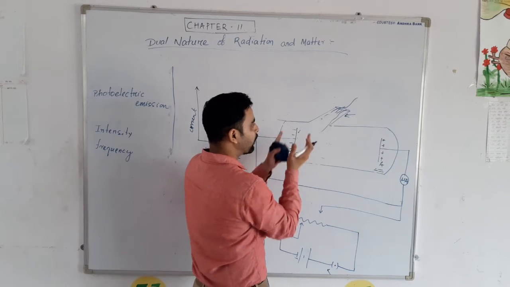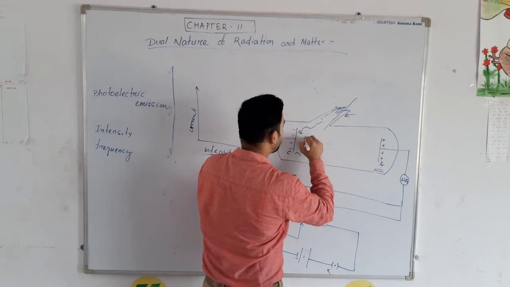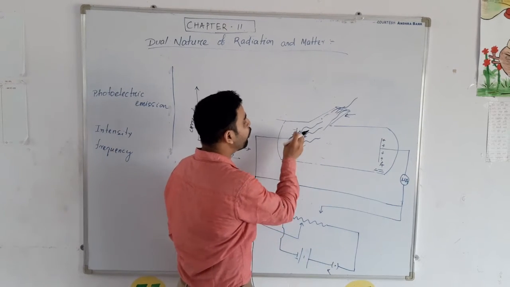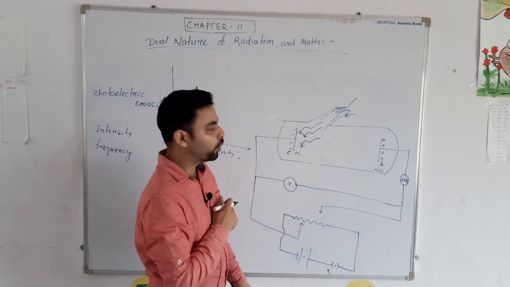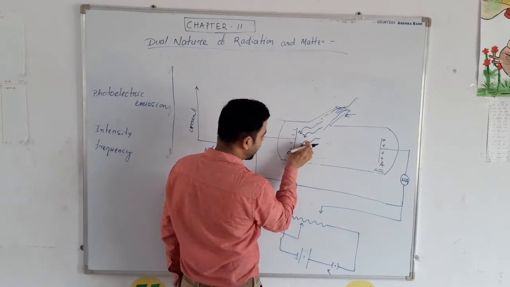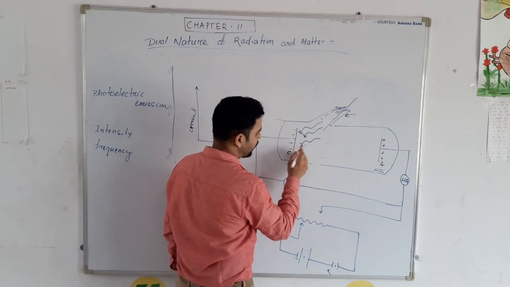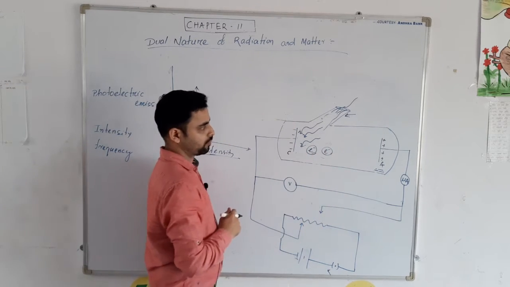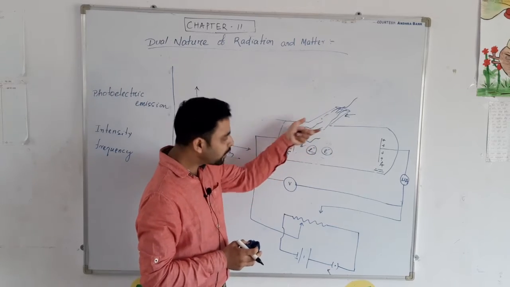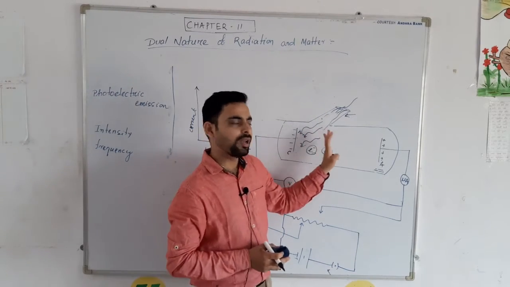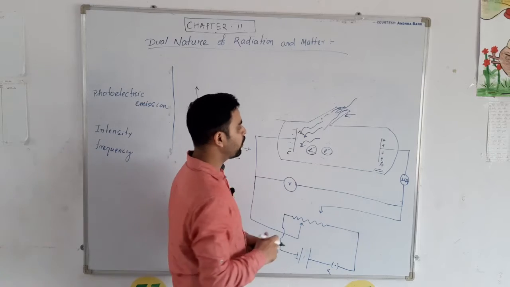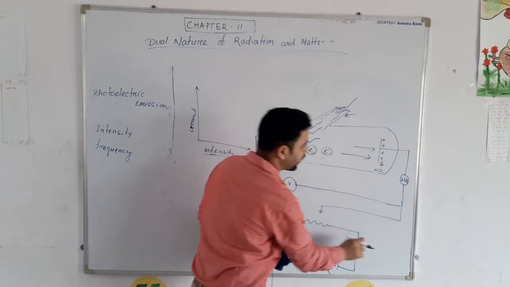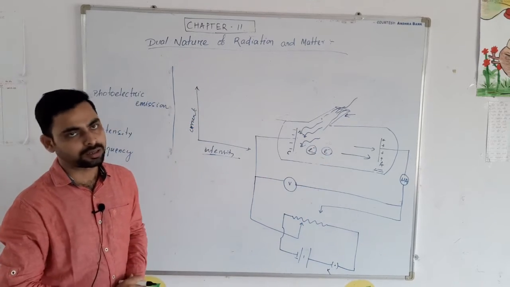That means what will happen? More and more light will fall on this plate C. If more light falls on the plate C, what will happen? This light will affect this metal plate and electrons will be emitted in larger number. When I apply more light, a larger number of electrons will be emitted from this metal plate. So in the result, when more electrons are emitted, I will get more current in the circuit.